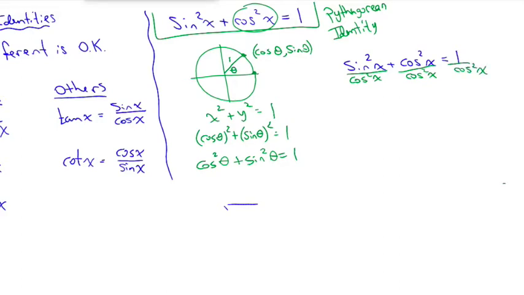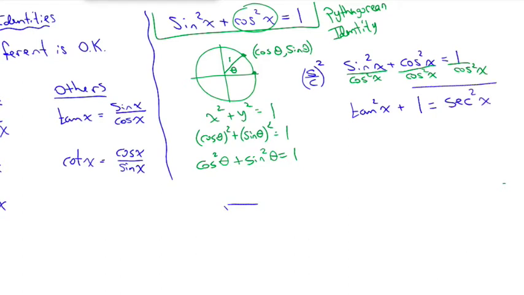What do I get? Well, what's sine squared divided by cosine squared? That's the same thing as sine over cosine all squared, which is tangent squared. So that becomes tangent squared. What's cosine squared divided by cosine squared? 1. What's 1 divided by cosine squared? 1 over cosine squared. Well, what is it without a fraction? Secant.